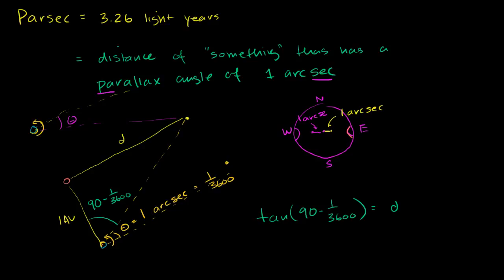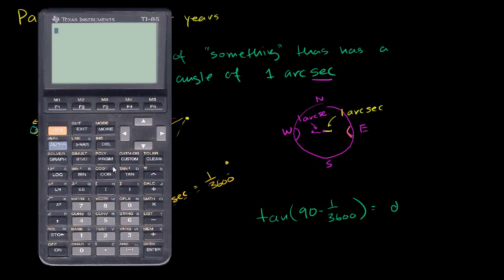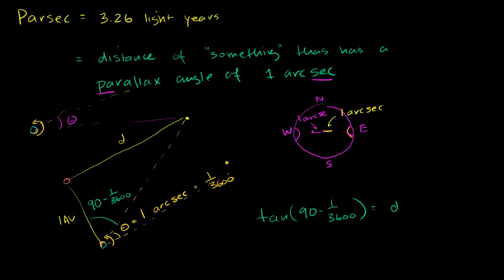So we get our calculator out, and we want to find the tangent of 90 minus 1 divided by 3600. And we will get our distance in astronomical units, 206,264. Maybe I'll say 265. So this distance over here is going to be equal to 206,265, I'm just rounding, astronomical units.